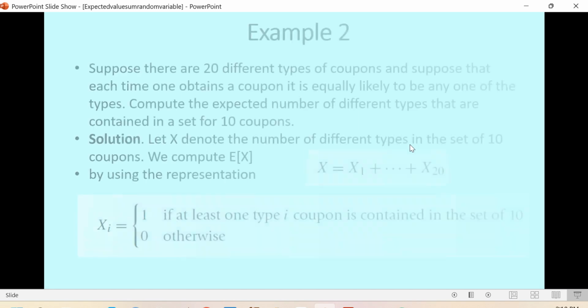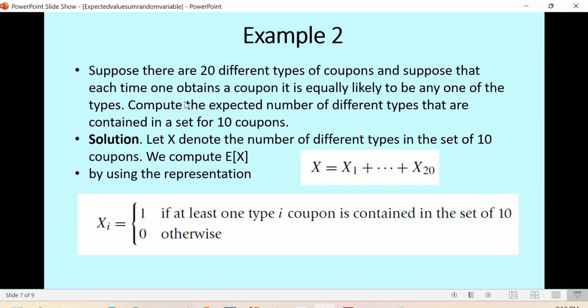And the second example is, suppose we have 20 different types of coupons, and suppose that each time one obtains a coupon, it is equally likely to be any one of these types. Then the question is: compute the expected number of different types that are contained in a set of 10 coupons. So we have a total of 20 different types of coupons.